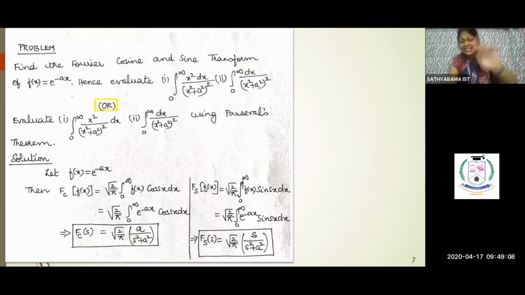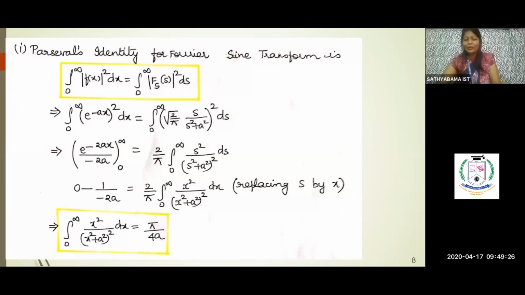So let's take the first one. It has x square by x square plus a square the whole square. So we will use Parseval's identity for the Fourier sine transform for this function e power minus ax, because that gives us s by s square plus a square. Okay, so let's go ahead. I'm going to use Parseval's identity for the Fourier sine transform. And what is that statement? Integral 0 to infinity f of x square dx is equal to integral 0 to infinity fs of s square ds.